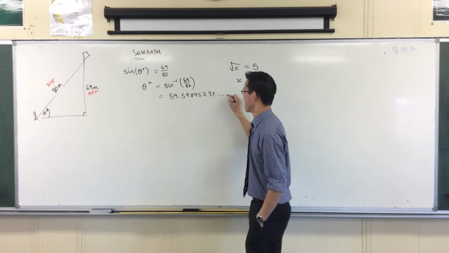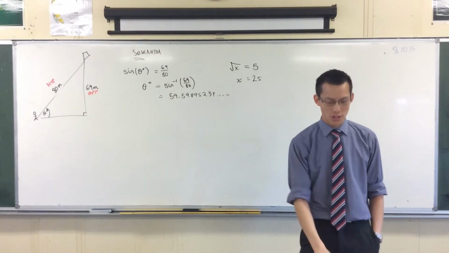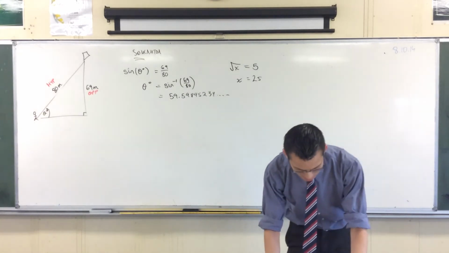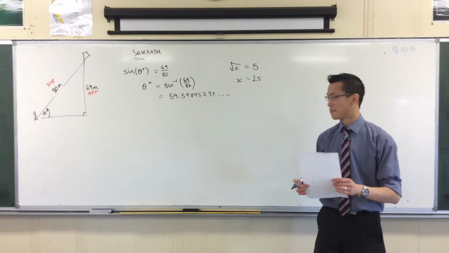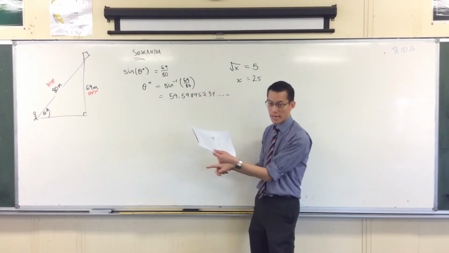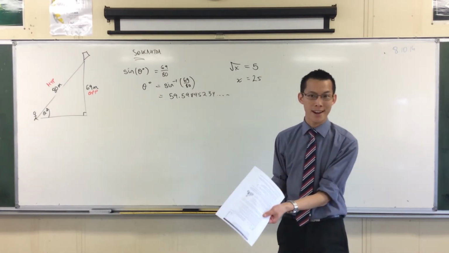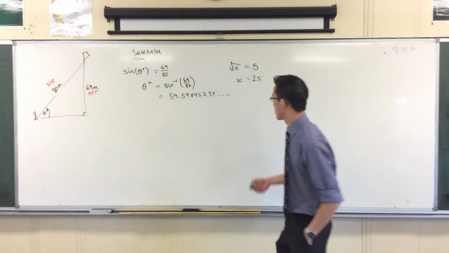59.59845234. Okay, that's cool. All right, good. So you got a whole bunch of decimals there, right? Now look carefully at what the question is asking you. Okay, 60. Now, before you answer, before you know how to approximate, you've got to look at how the question wants you to approximate, right? And it says, answer to the nearest minute.